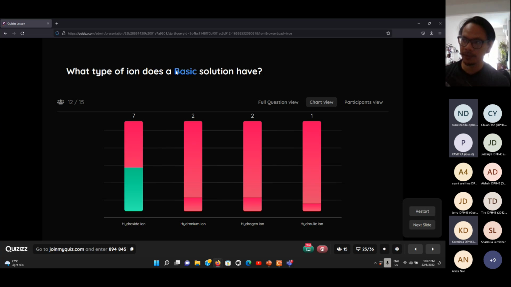So bila kita cakap tentang basic solution, when we're talking about a base, that means we are talking about dia punya hydroxide ion. By the definition of Arrhenius theory. Remember when we're talking about the strength of acids and bases, kita cakap from the aspect of Arrhenius theory sahaja, iaitu the ability of substance to produce H plus and to produce OH minus ion in water.